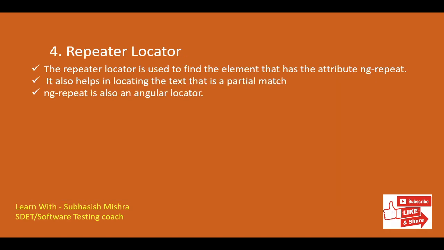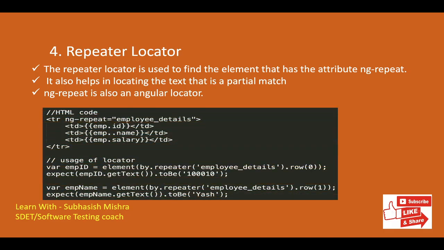repeater. Repeater is a locator which is used to find the element that has the attribute ng-repeat. It also helps in locating the text that is a partial match. If there is an attribute that has some matching with a given locator, then this element will be found by our locator. So the relevant matching elements are returned. Here you can see ng-repeat attribute with value as employee details. If ng-repeat is the attribute present in your HTML, you can use repeater locator.